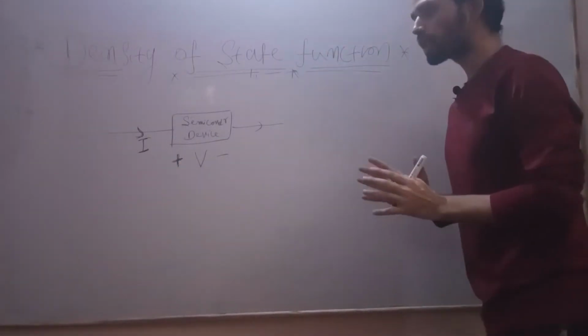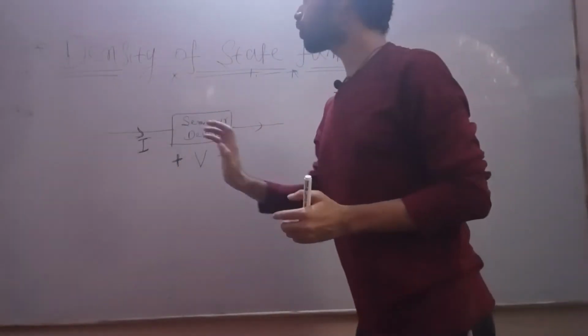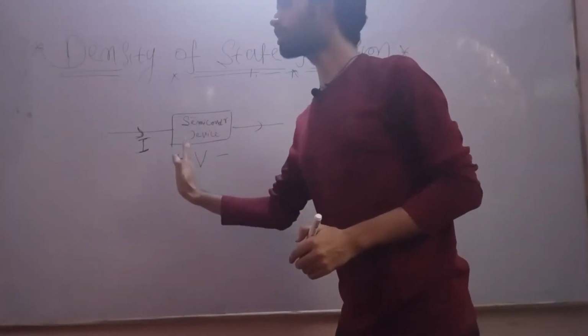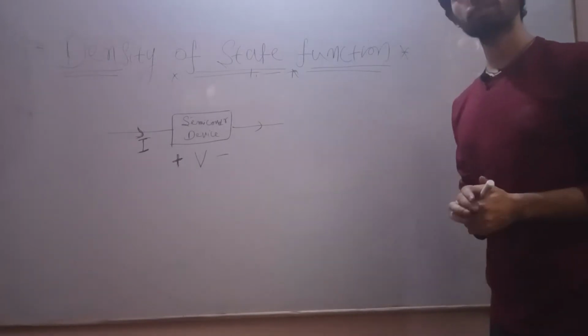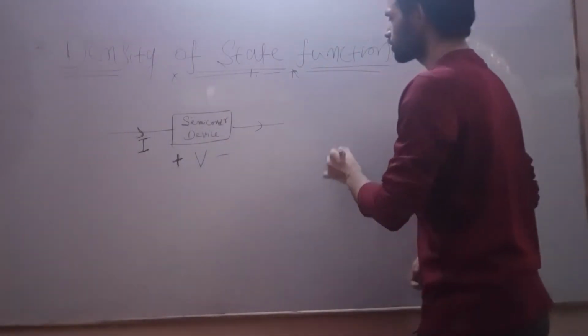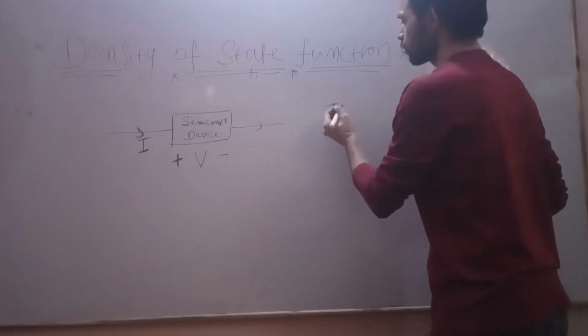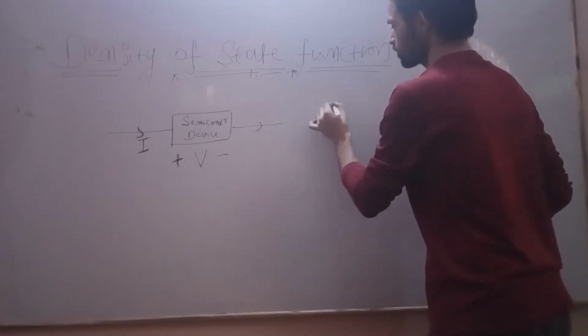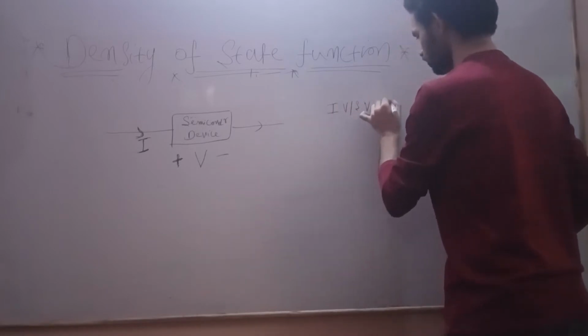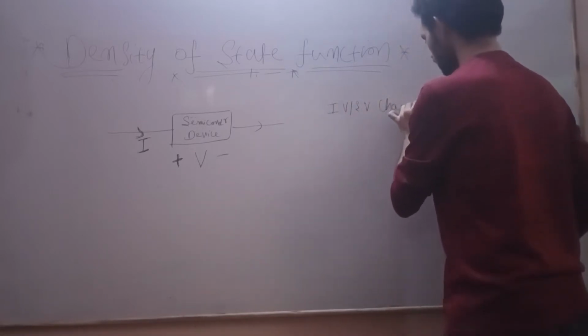So our ultimate goal in electronic devices and circuits is to determine the electrical characteristic of the semiconductor device. Electrical characteristic in the sense that we want to determine the current versus voltage characteristic.